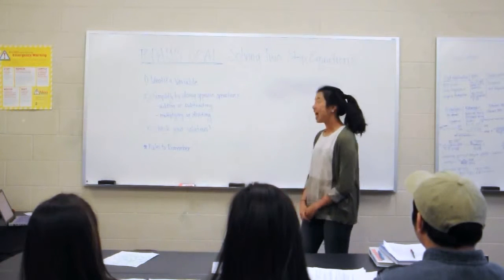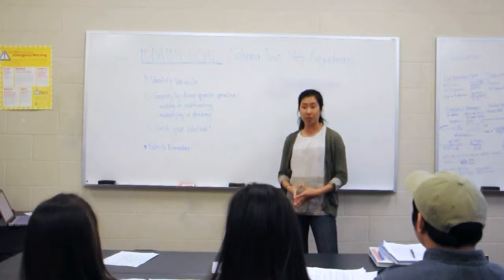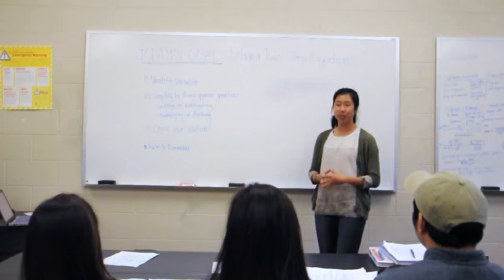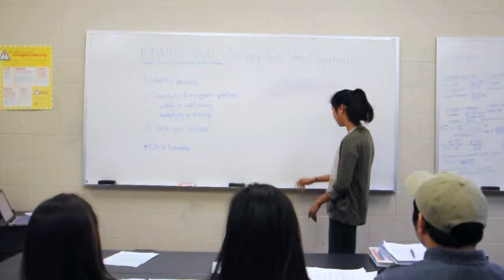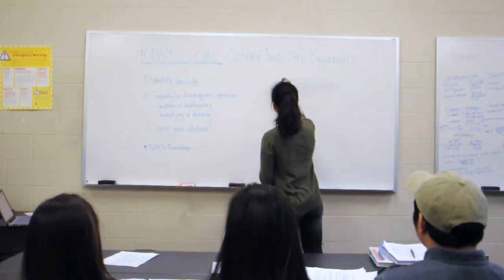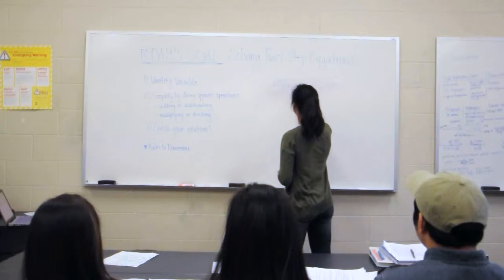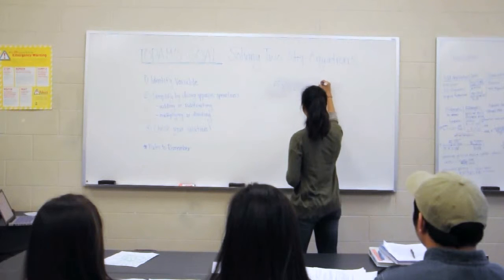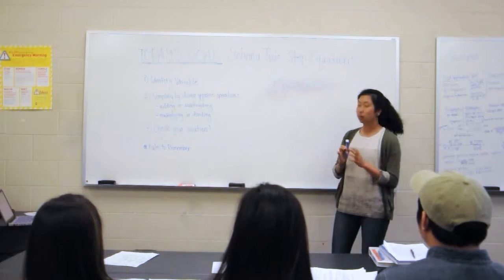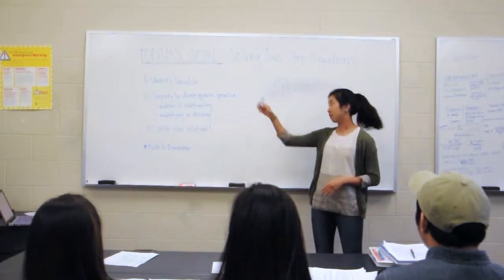Welcome to today's class. Last week we learned about orders of operation, and so today we'll be learning how to solve two-step equations. So if I have a simple equation, 5x plus 20 equals 35, the first thing that we want to do in this case is to identify the variable.